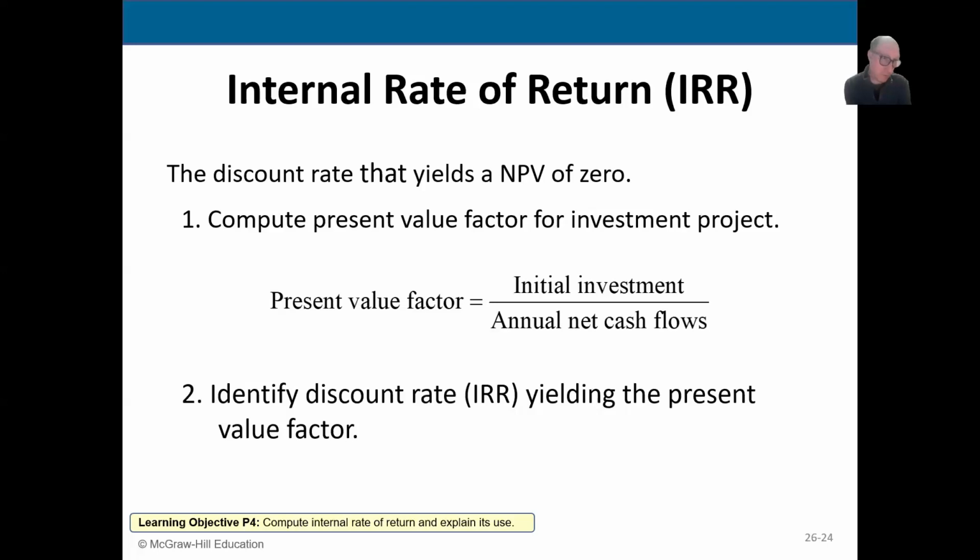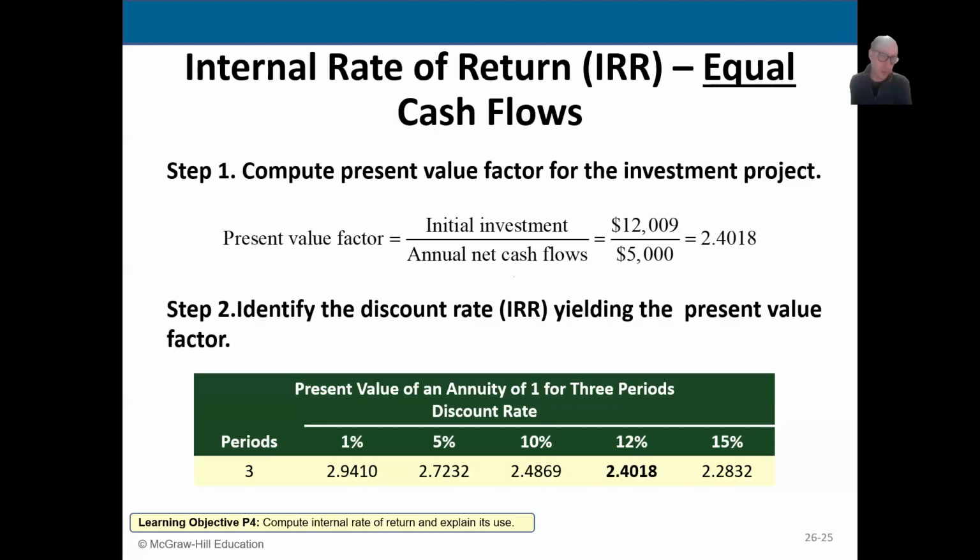Okay, so put it in simple terms. It's a two-step process. Step one, compute the present value factor of the investment. To do that, we take the initial investment amount divided by the annual net cash flows. Step two is we identify the discount rate, the internal rate of return, matching the present value factor. We do that using a chart, typically. That's how it looks.